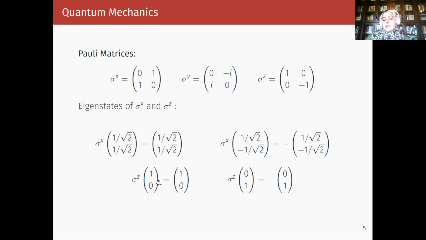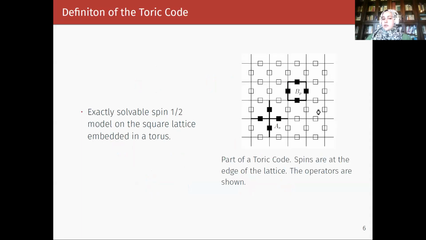Same is valid for sigma z operators, and as you can see in this equation, the eigenvalue of both sigma x and sigma z is either 1 or -1. So since I know all the things that I need, I can define the toric code now.